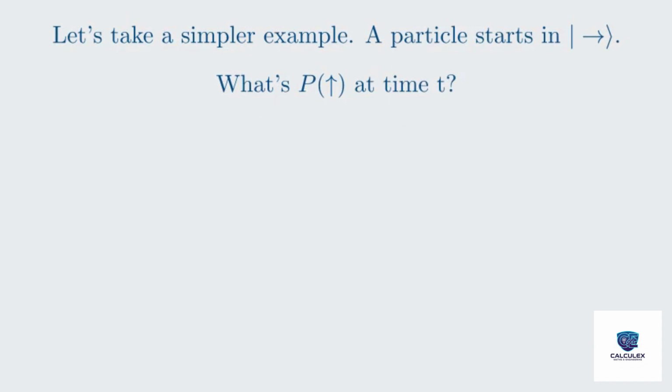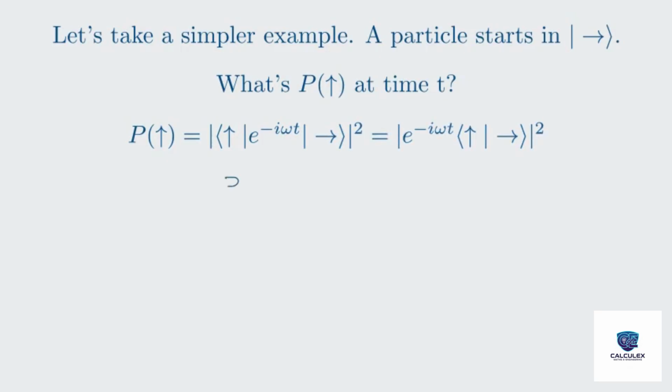Suppose at t=0, a particle is in the spin-up state. What is the probability of measuring it to be spin-up at time t? We calculate the probability, which is the squared magnitude of the inner product of spin-up with the time-evolved state. This is the magnitude squared of the time-dependent phase factor, which is always 1, times the inner product squared.